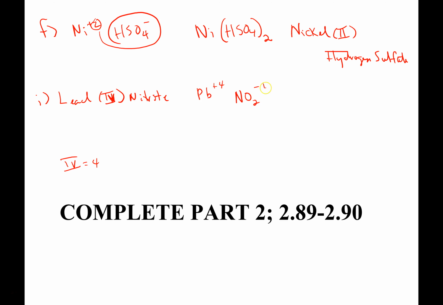Perfect. Okay, so what's the neutral formula then? Neutral formula would be Pb, and then in parentheses NO2, and parentheses, and then subscript 4. I'm liking it. Cool. All right. See what you can do with that last part. Okay.